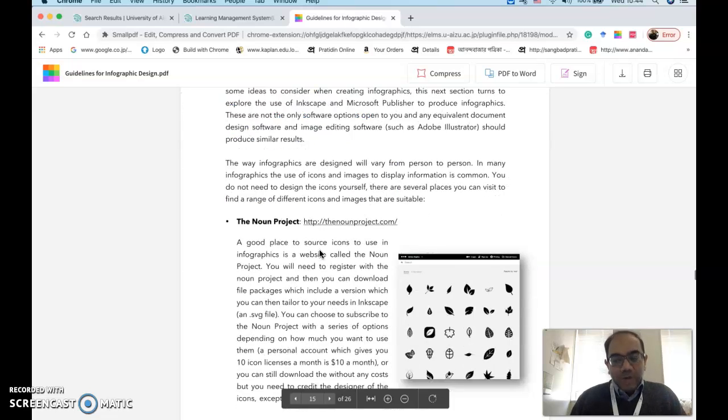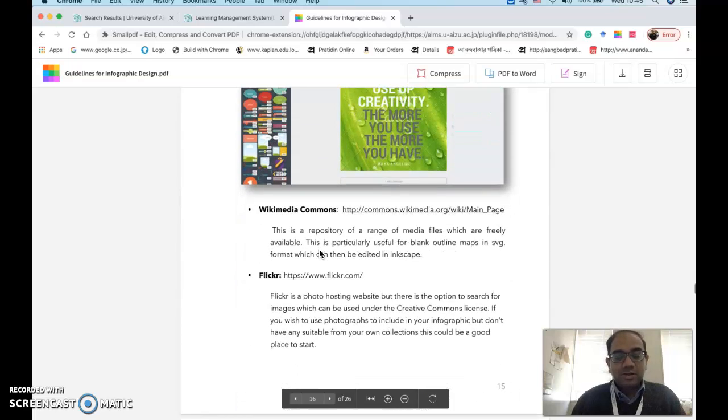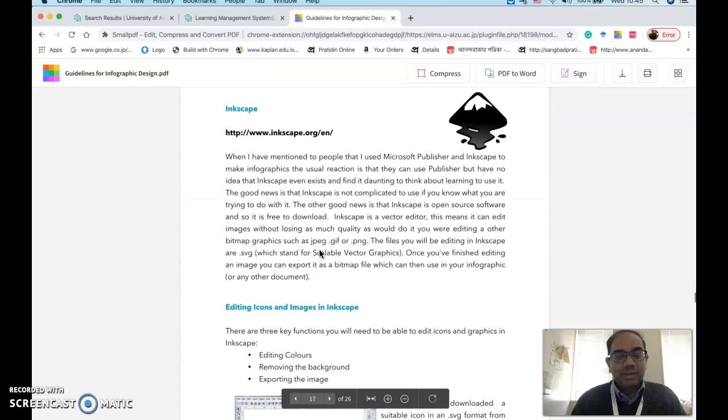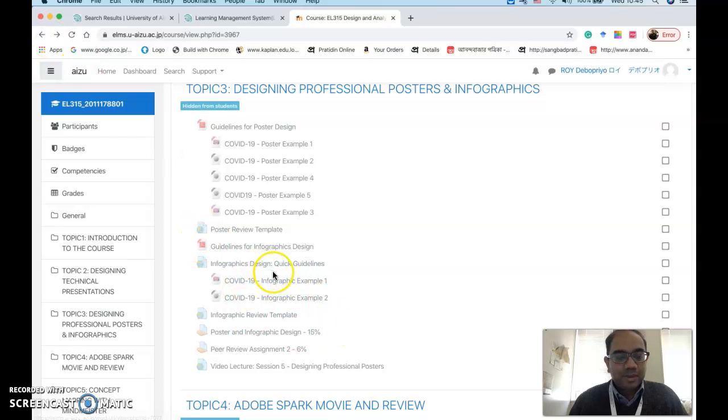So read through this. This is a very good tool. Oh, they talked about Canva here also. Sorry, I thought they didn't. Flickr is also another tool. Inkscape is another one. So take a look at these. I'm just going to skip this and talk more about it in the Zoom talks. So right now, these are the guidelines for the infographic design.